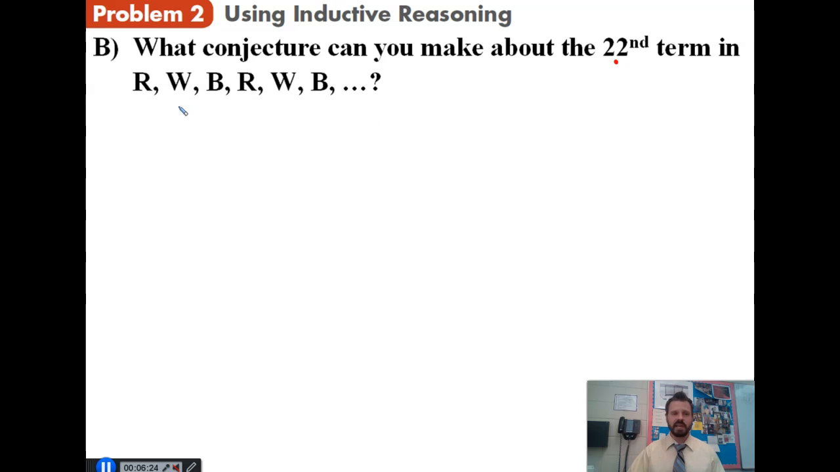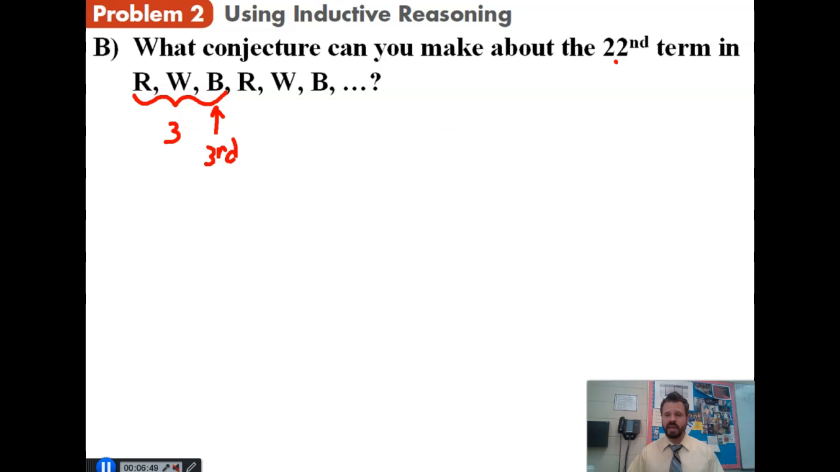What I can do instead is I can figure out what the pattern is. Now the thing to recognize with this one is that my length is 3. Okay, the length of the pattern is 3, meaning that every third term is going to be the end of my pattern. It's going to be a B. So as in the third term will be a B, the 6th would be a B, the 9th would be a B, the 12th would be a B.